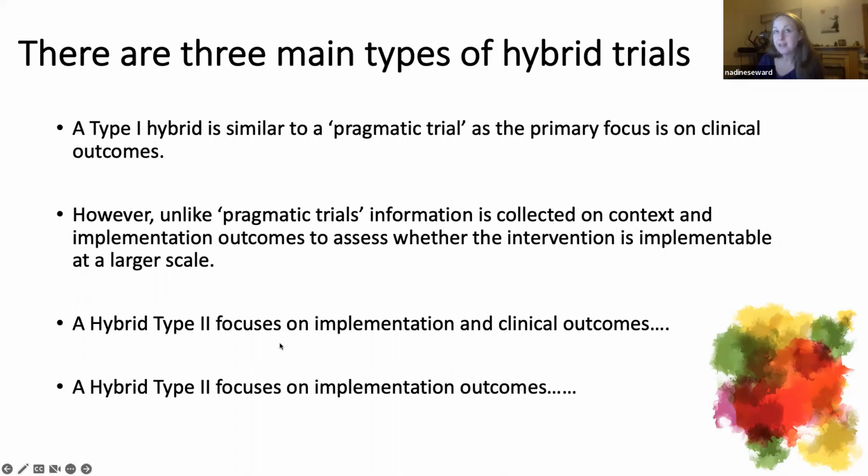And there are three main types of hybrid trials. Some of the definitions are quite loose, but I find there was a misunderstanding of some of the basic properties of the hybrid trials. And it's important that we get these right, especially when we say we're doing, say, a hybrid type 2 or a hybrid type 3. So we have the type 1 trial that's similar to a pragmatic, but there's more of a focus on context, and we do collect information on implementation outcomes, but we can look at context and how it influences implementation outcomes. The hybrid type 2 focuses on implementation and clinical outcomes, and a hybrid type 3 focuses on implementation outcomes.